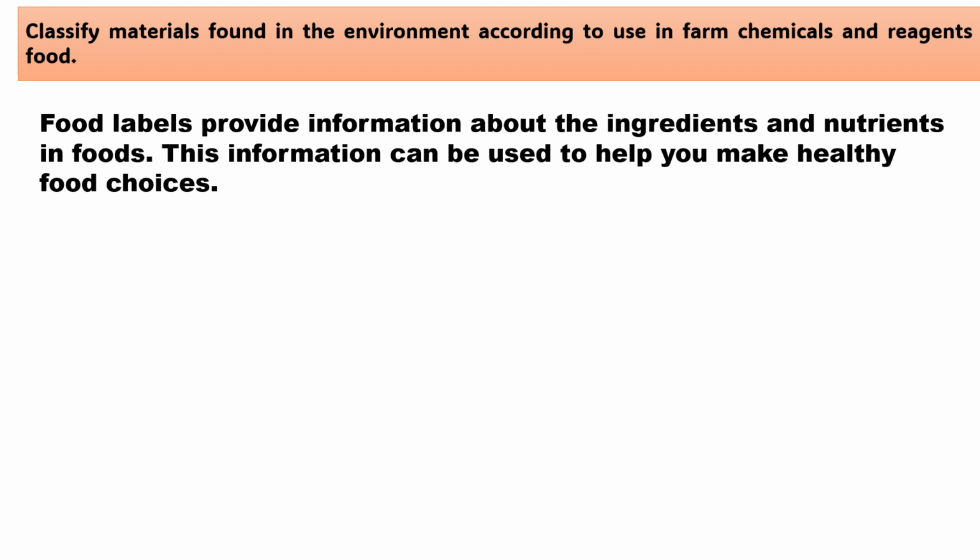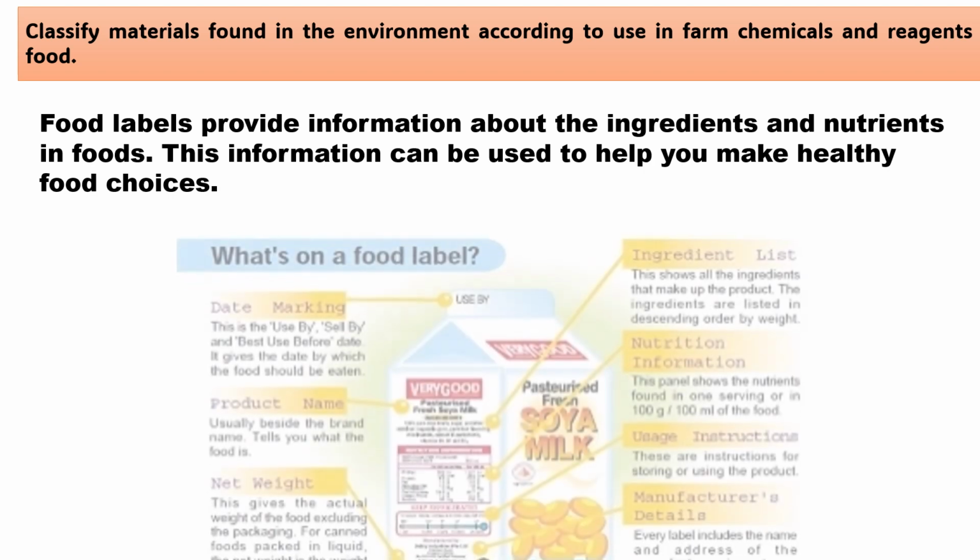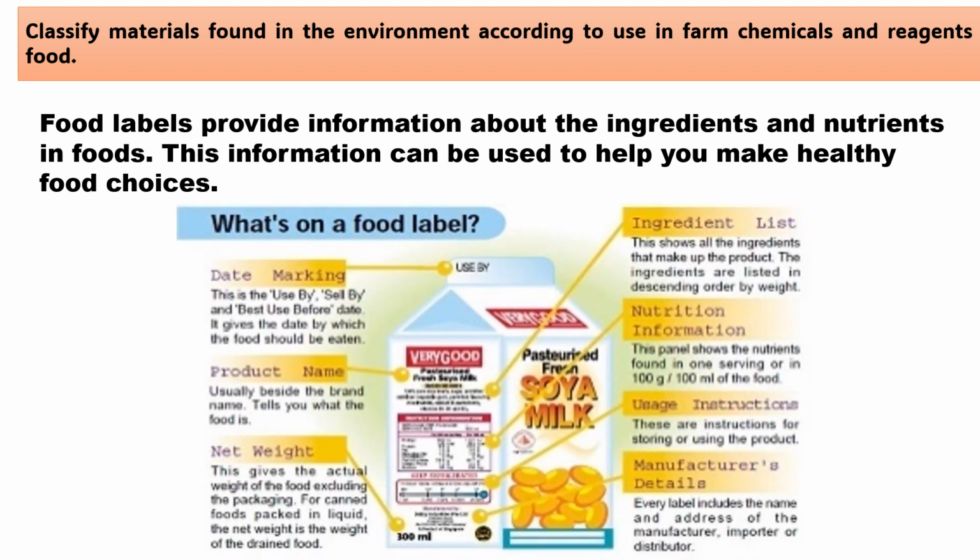Food labels provide information about the ingredients and nutrients in food. This information can be used to help you make healthy food choices. We have date marking, food name, net weight, ingredients list, nutrition information, usage instructions, and manufacturer's details.